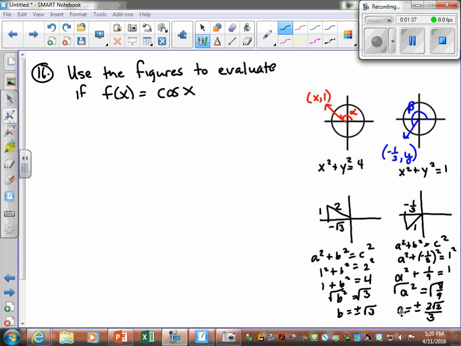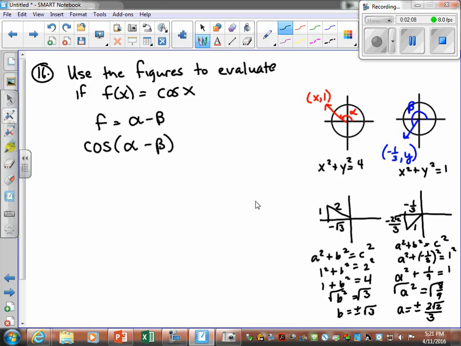Okay, so our a is going to be plus or minus 2 square root of 2 over 3, and this value is going to be negative, so we're going to use negative 2 square root of 2 over 3. Alright, so if we want to rewrite this as a function in terms of alpha minus beta, our function that was given is cosine of alpha minus beta, so that it looks more familiar. We have our alpha minus beta.